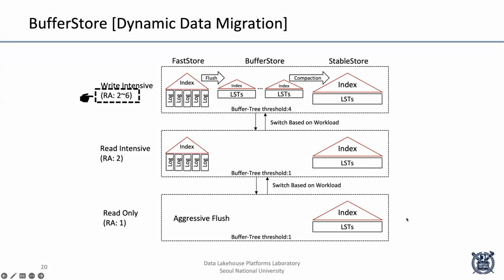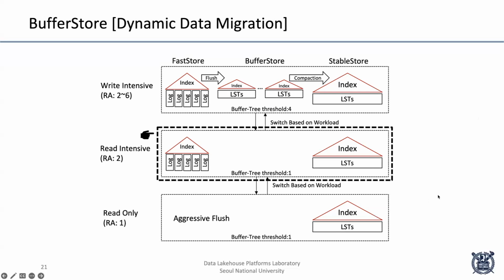So going back to buffer store, it adopts a different data migration strategy at runtime by adapting to the workload dynamics. Under read-intensive workloads, FluidKV will trigger flush and compaction more aggressively to reduce the number of indexes and alleviate the read amplification. So any buffer tree in the buffer store will be opportunistically merged into the stable store via the compaction.